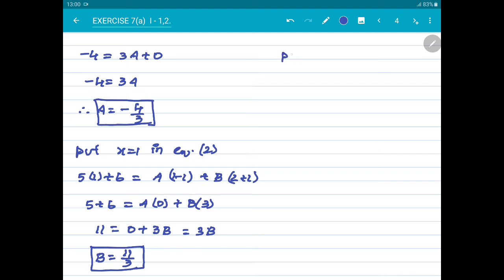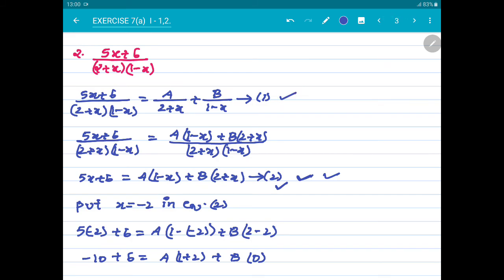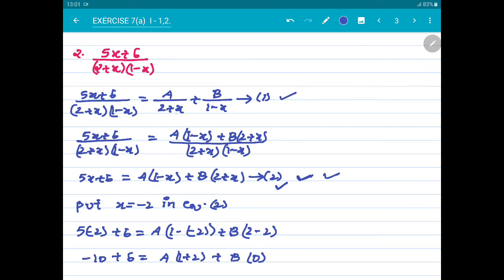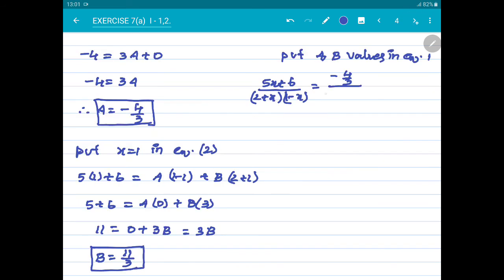Put the a, b values in equation 1. Here it is equation 1: (5x + 6)/((2 + x)(1 - x)) is equal to a/(2 + x), where the a value is -4/3, plus b/(1 - x), where the b value is 11/3. Let us write the RHS terms in the proper manner.